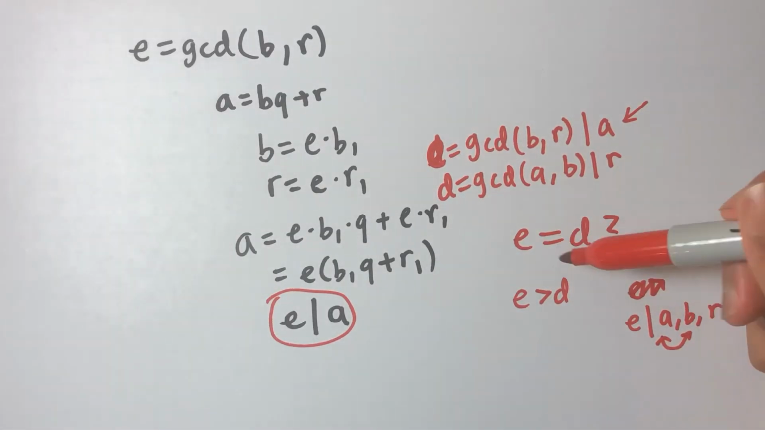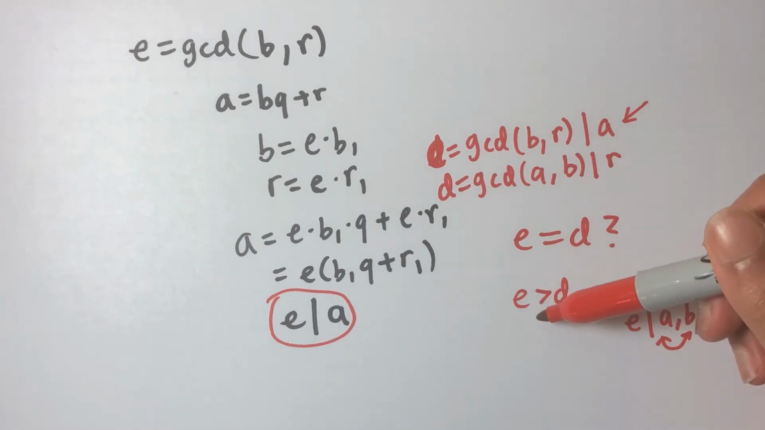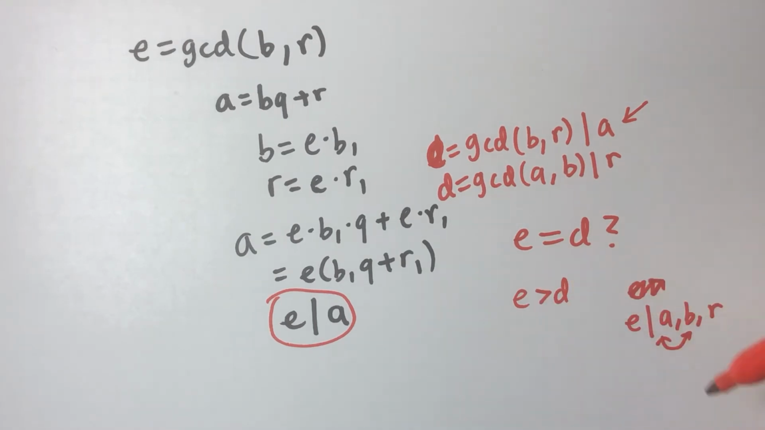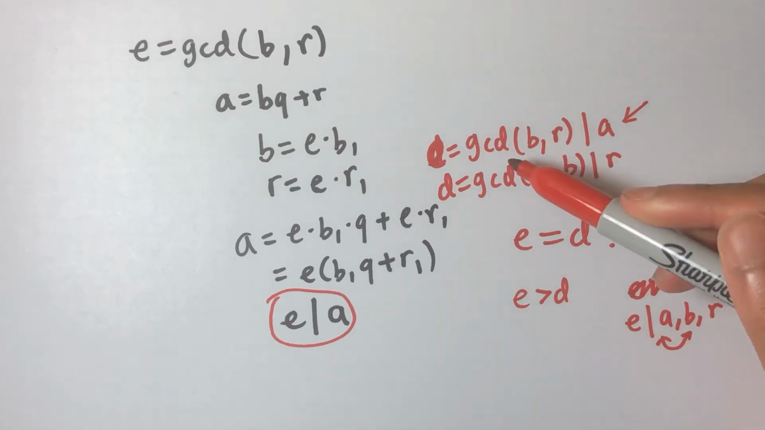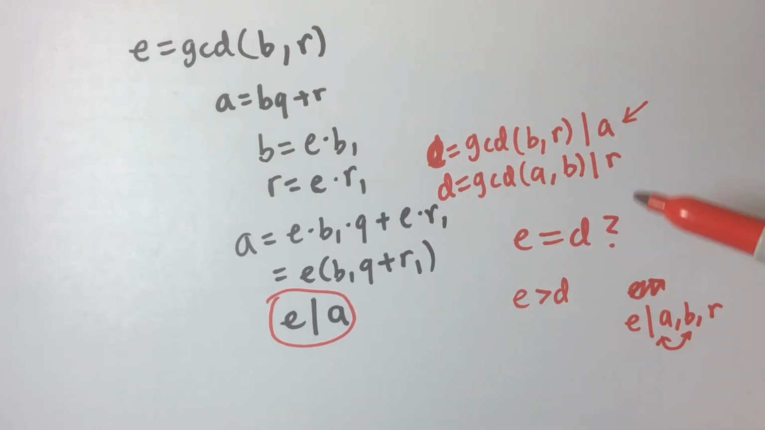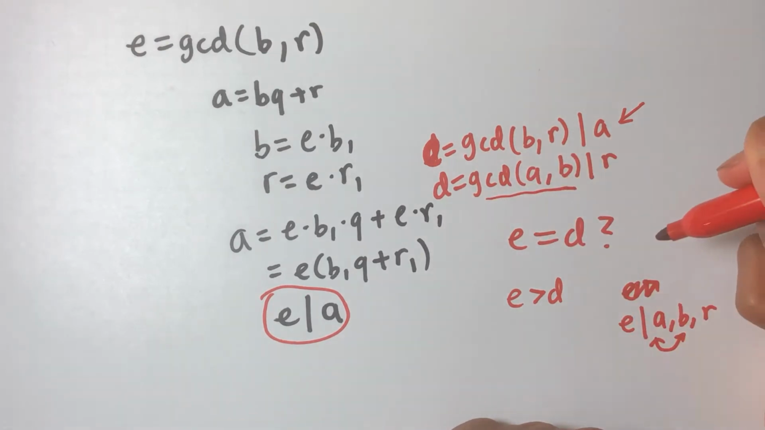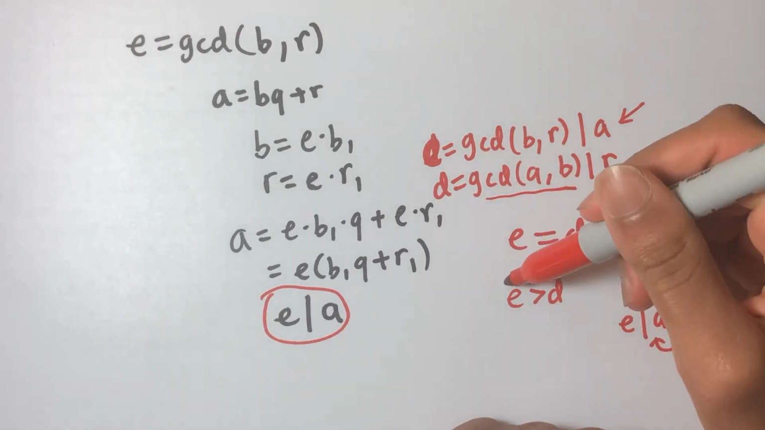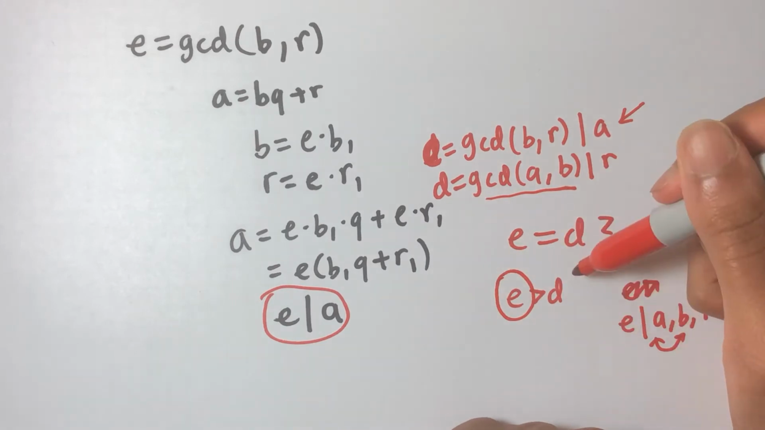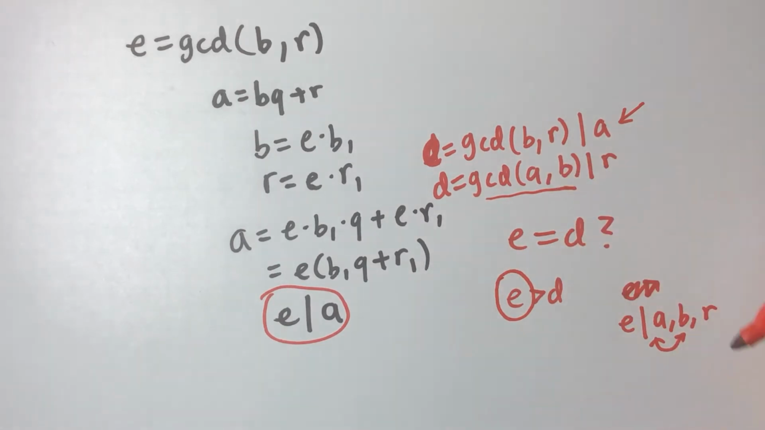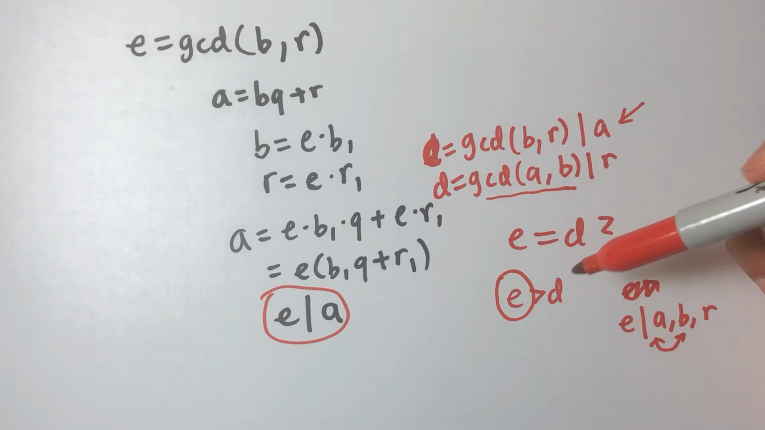So what we want to show in the end is that e equals d. So we'll assume first, for the sake of contradiction, that e were greater than d. Well, we know that e is a divisor of a, b, and r by the above statement here. And that tells us that e divides both a and b. Now we know that d equals the greatest common divisor of a and b, but we've just found a divisor greater than d that also divides a and b, and that is a contradiction.